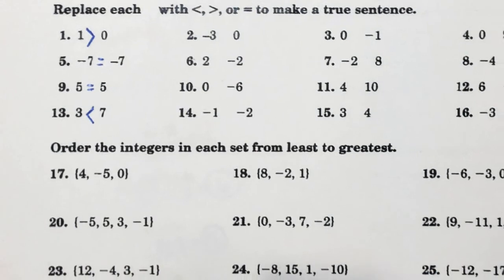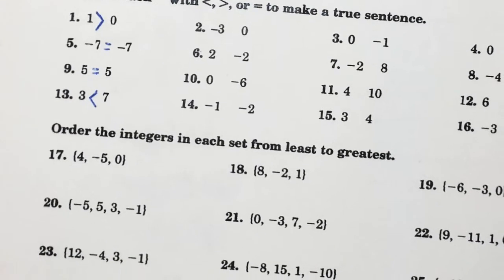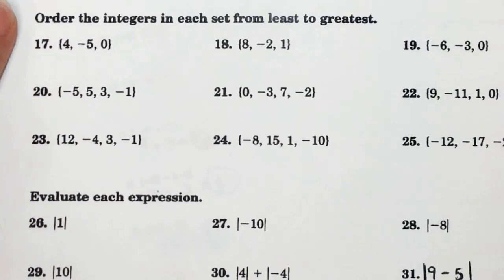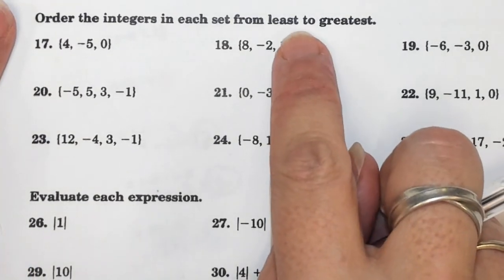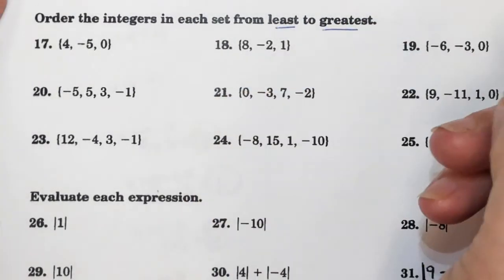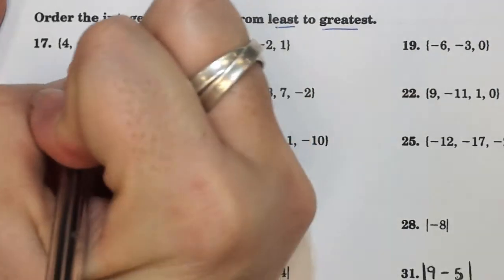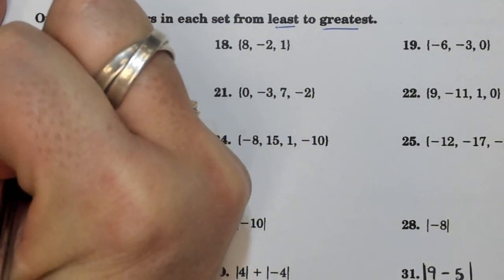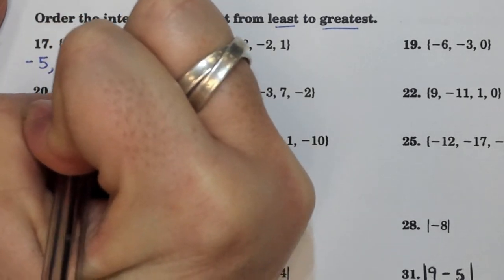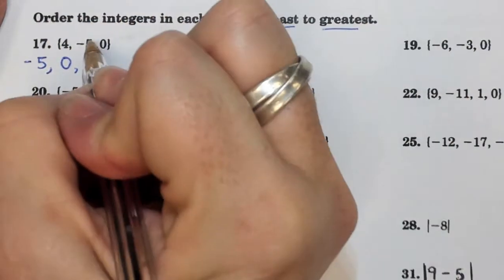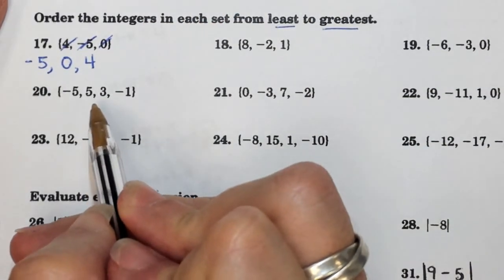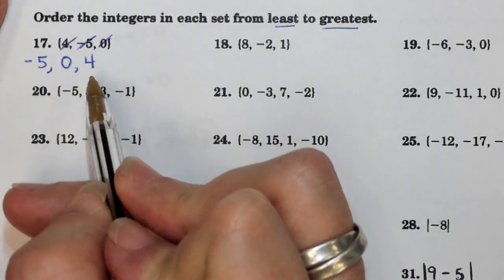Now, please go to the next section with me. I got kids thinking they need to do all kinds of crazy stuff. Please look real quick. Here we go. So number 17. All they want you to do is put them in order from least to greatest. I don't need a number line. I just need least to greatest. So like this one, number 17 would be -5, 0, and then 4. I'm just using these and putting them in order. If I go down, do you see I'm just putting them in order?